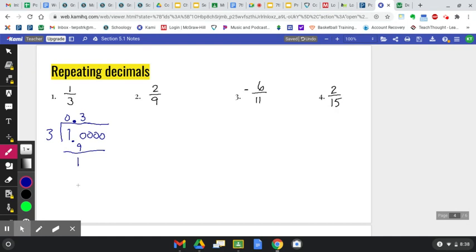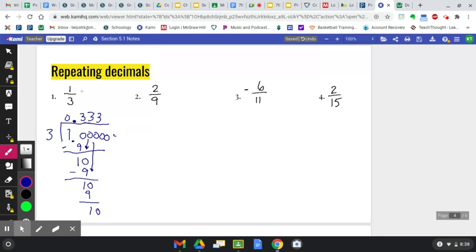Subtract those values, drop the next digit. 3 goes into 10 3 times. 3 times 3 is 9. Subtract, drop the next one. 3, and you can see that I'm getting the same thing, and that'll keep going no matter how many zeros I add. I'm still going to be getting this loop of 10 minus 9. How many times does 3 go into 10? And so that just keeps going.